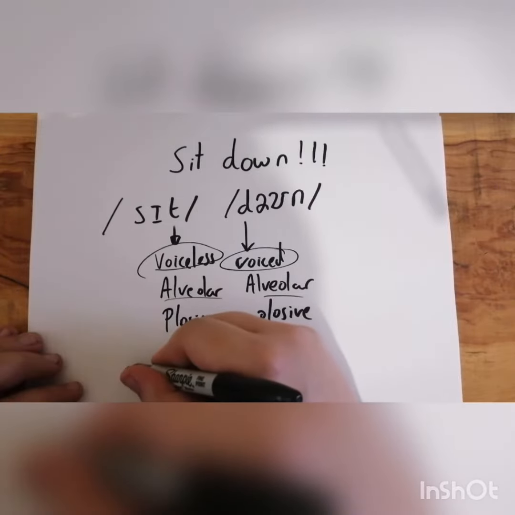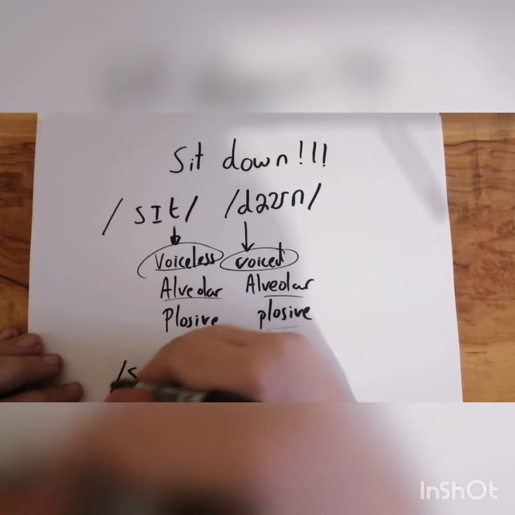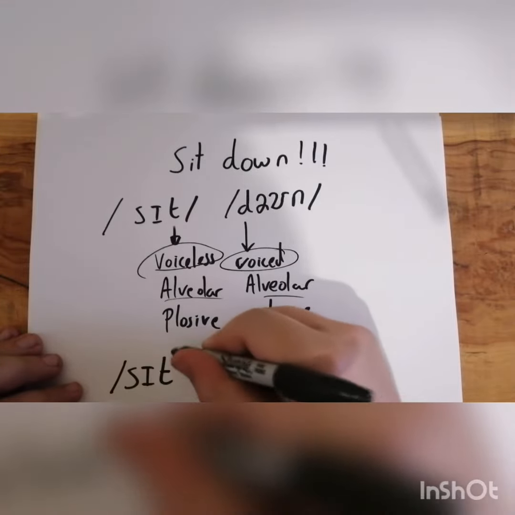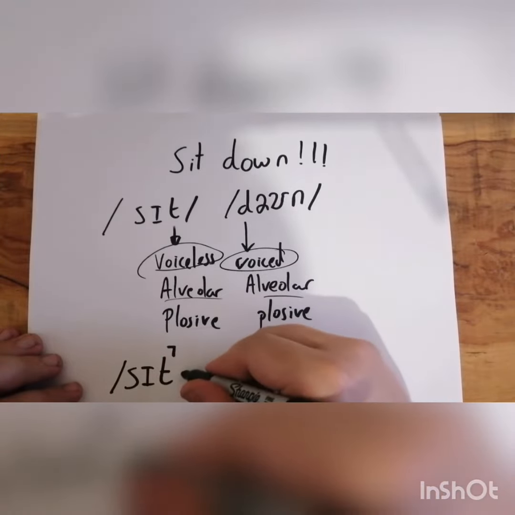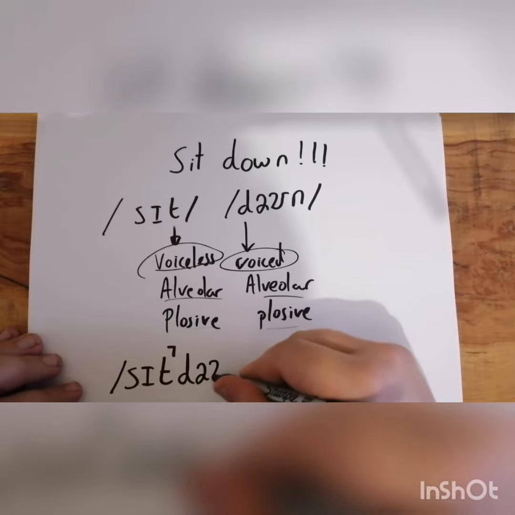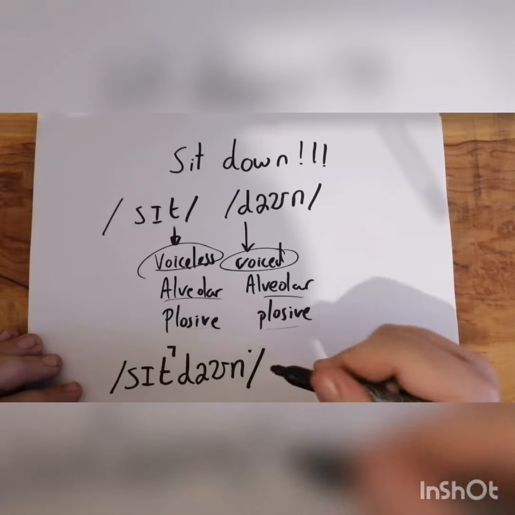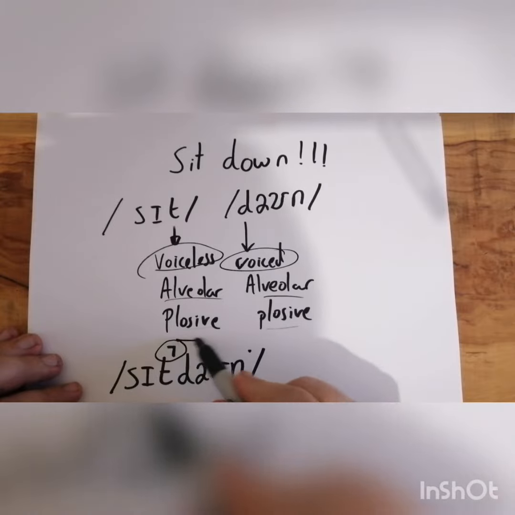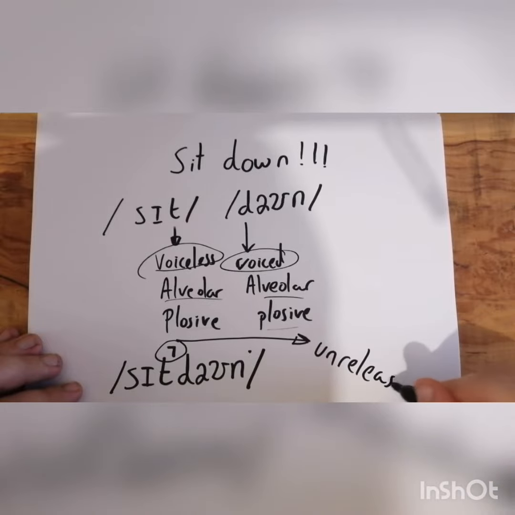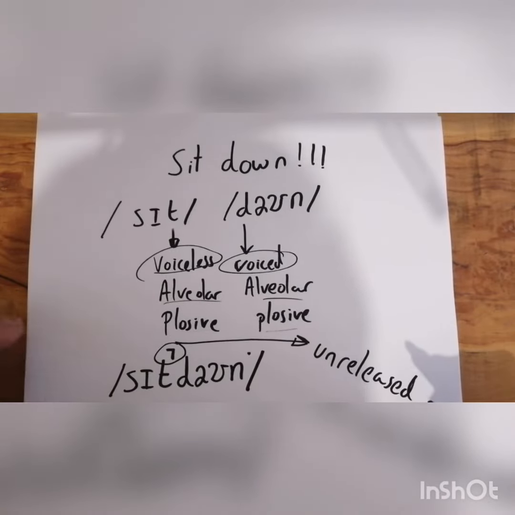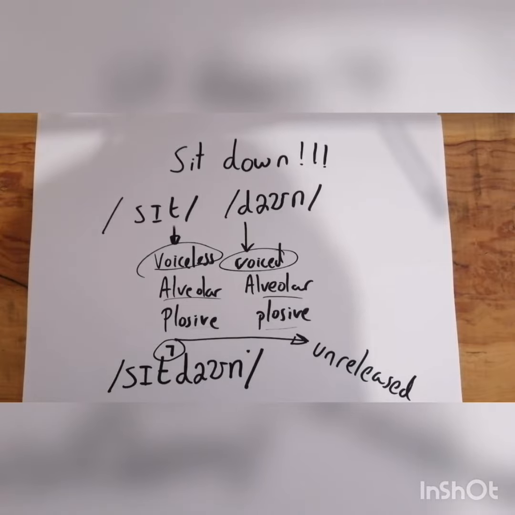So what's happening at a phonetic level is this. Sit, and then we've got this little symbol here. "Sit down." Now, what that symbol means, or that diacritic, I should say, is unreleased. Now, you know that when we're talking about a plosive, we let the pressure build up and then we release that pressure. We remove the obstruction and then the air comes flying out. That's how a plosive works.